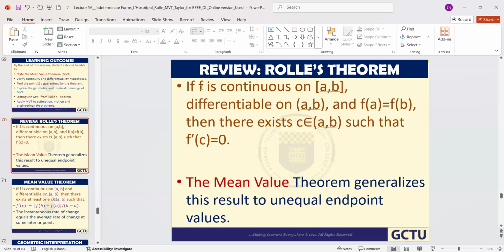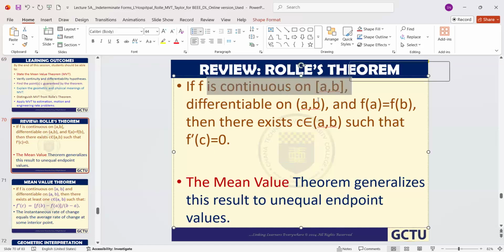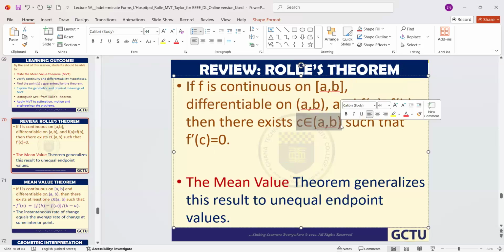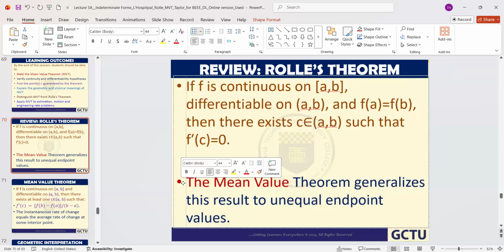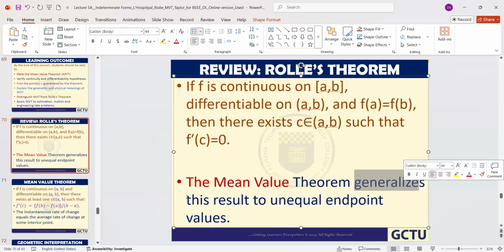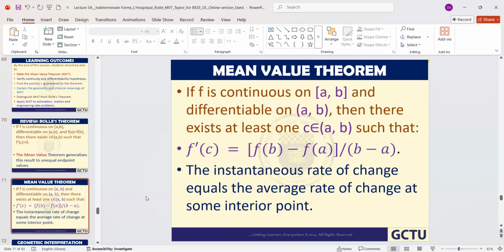So for Rolle's theorem, this is what we did. We were given an interval. We evaluated the function at the interval and showed that the point exists. And we are saying that the mean value theorem will actually generalize Rolle's theorem for us. That is what the mean value theorem does.